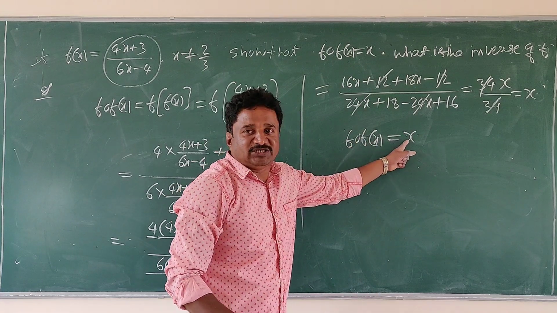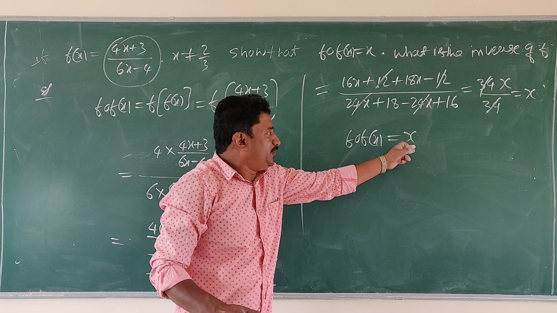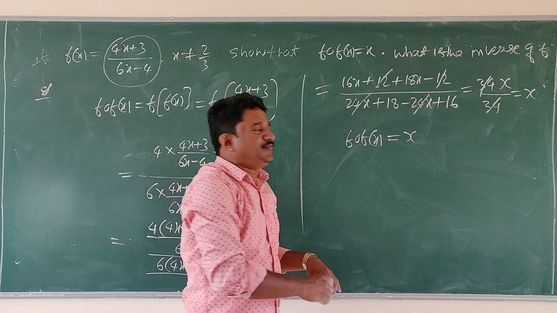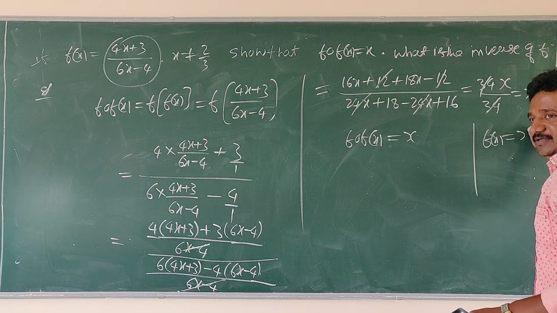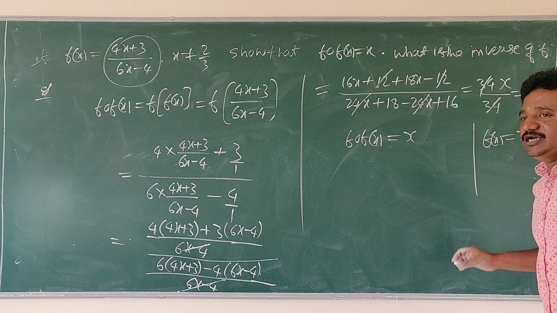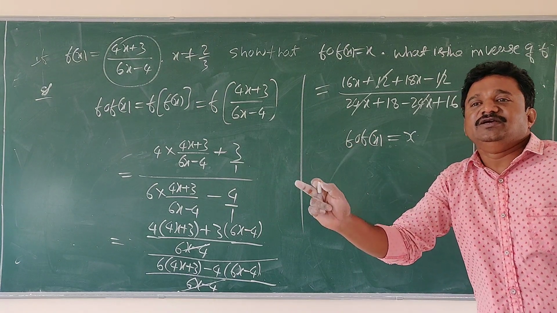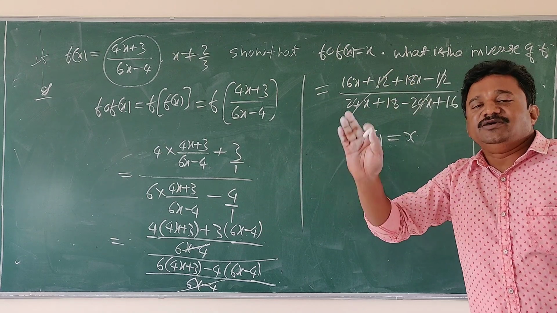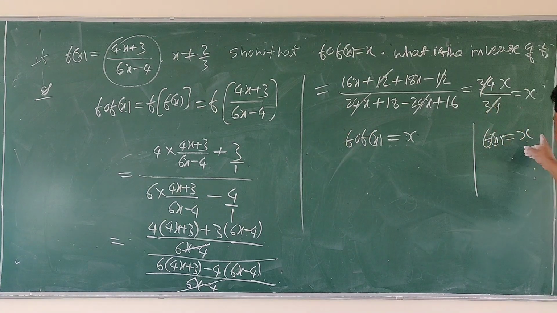f of f of x equals x. You know this very well. f of f is the identity function. If we have the same x on both sides, it is an identity function. It is just like f of x equals x. So identity functions are self-invertible. If f is an identity function, the inverse of f is itself. I told that in the last video also.